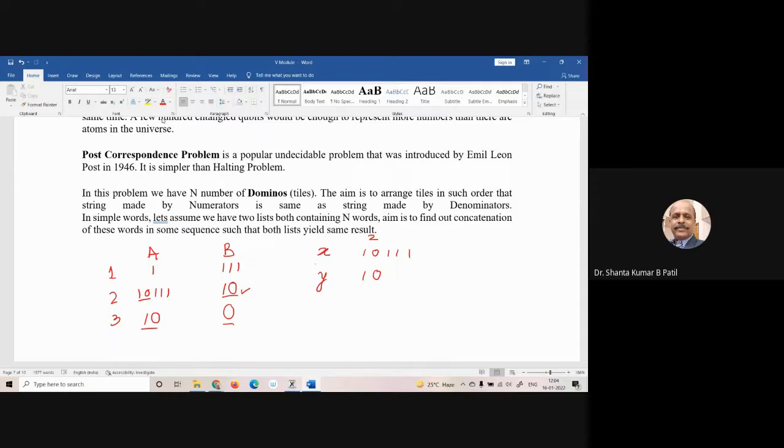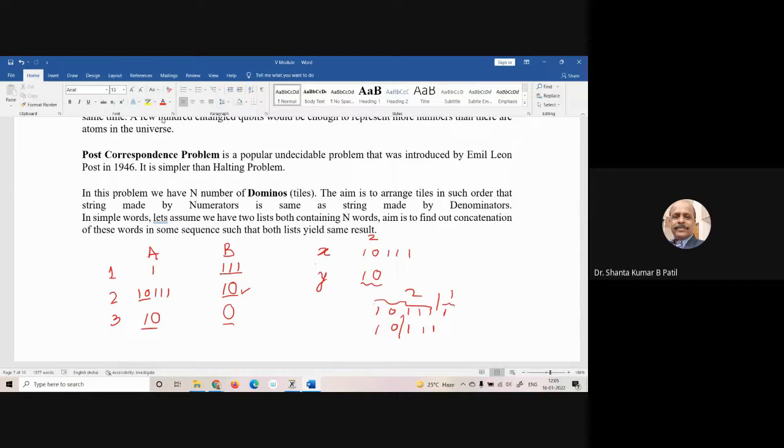So the first step is 10111. For the second step, I will take the first pair for A, which is 1, and from B it is 111. Next I take the second pair again, 10111 from A and 10 from B.